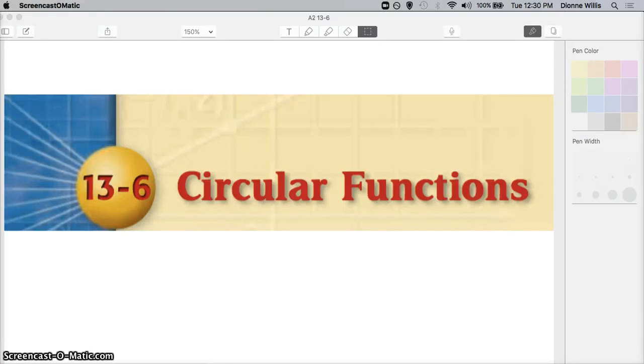Hey friends, here we are in chapter 13. We're looking at 13.6, circular function.